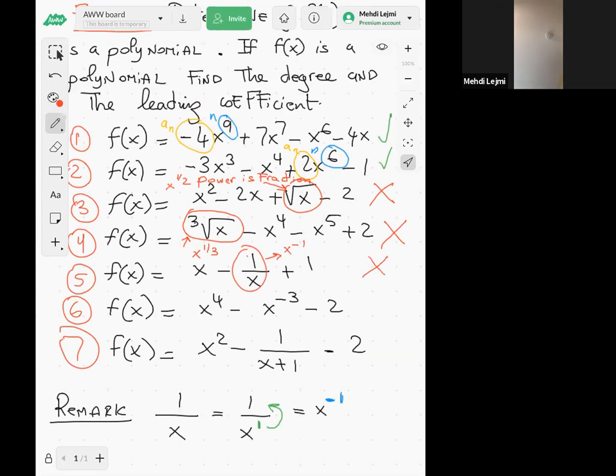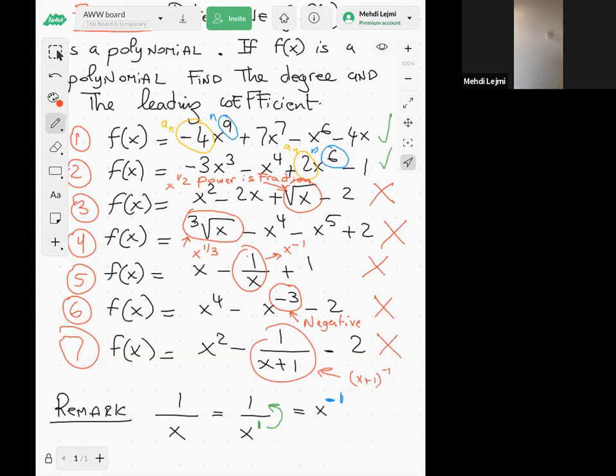Number 6, it's not a polynomial either. So this is -3, right? So the power is negative here, of course, then it's not a polynomial. And the last one, same reason, you have this x plus 1 here. The power here is negative, right? So that's not a polynomial, right?